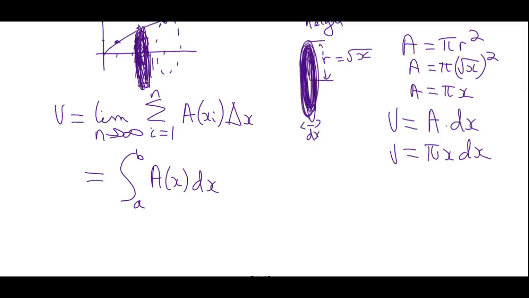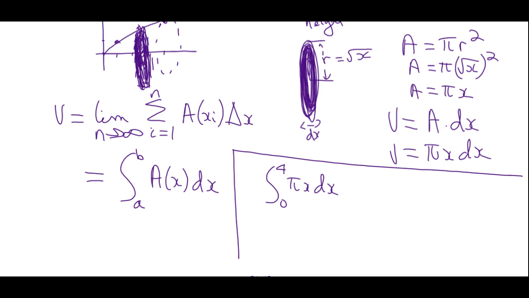Okay, so our volume is the definite integral from 0 to 4 of pi x dx, which is equal, so pi is a constant, so pi times the integral from 0 to 4 of x dx. Okay, what's the integral of x? Right, x squared over 2.